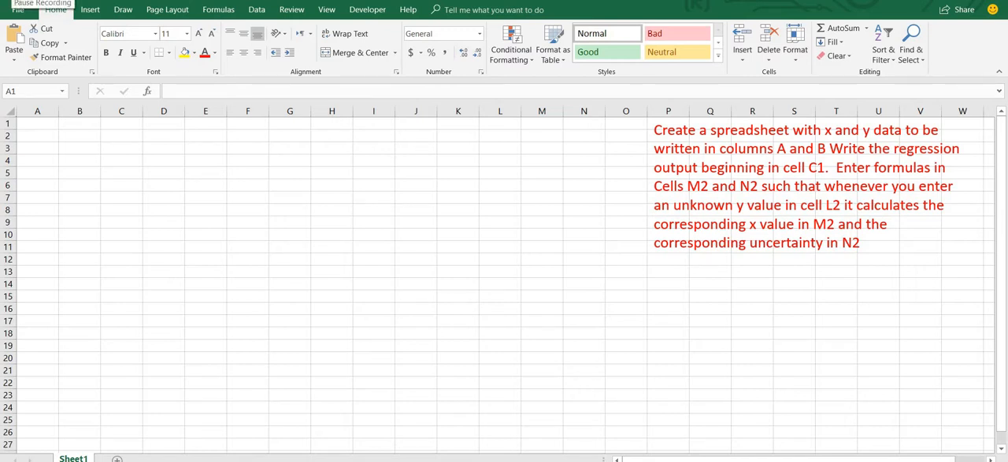Hello, my name is Amani Skandar and today I will be showing you how to create a regression plot from scratch, as well as how to generate a formula to calculate the y value and the uncertainty of y.